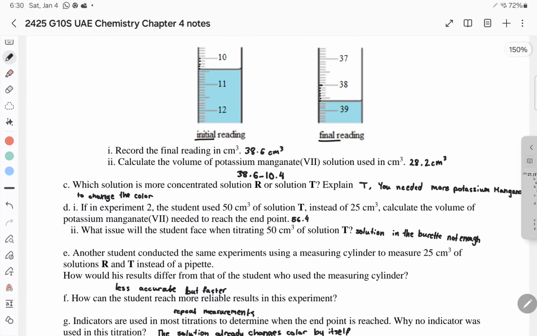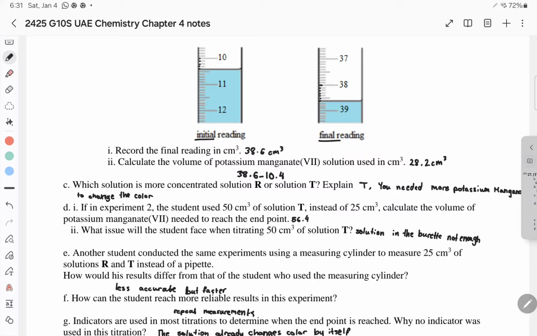Now, which solution is more concentrated, R or T? T is more concentrated. Why? Because you needed more potassium manganate to change the color. You needed more than the last one to change the color, so it's more concentrated. If in experiment 2 the student used 50 centimeters cubed of solution T instead of 25, what would the volume of potassium manganate needed to reach the endpoint be? Instead of 28.2, you'd have to double it because you used double the amount of solution T.